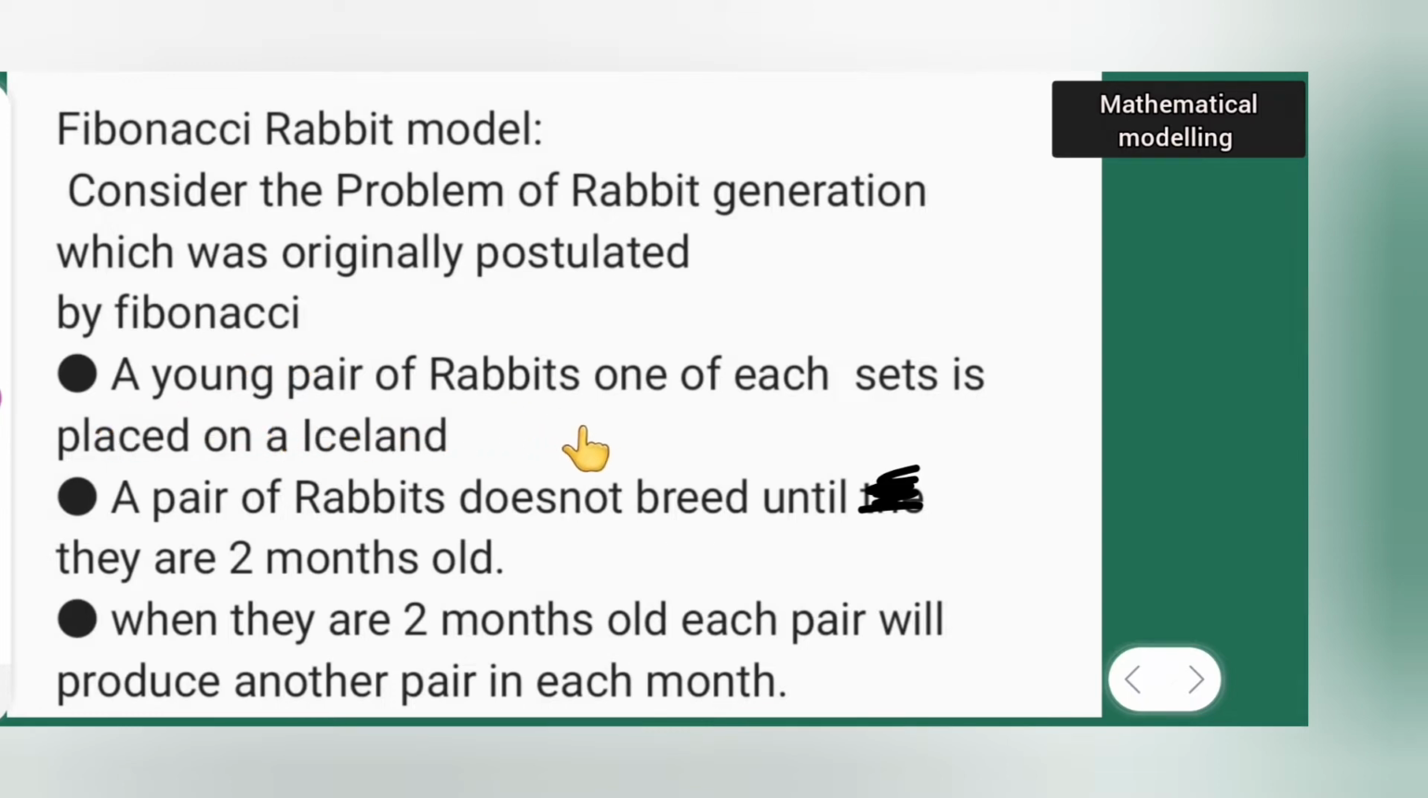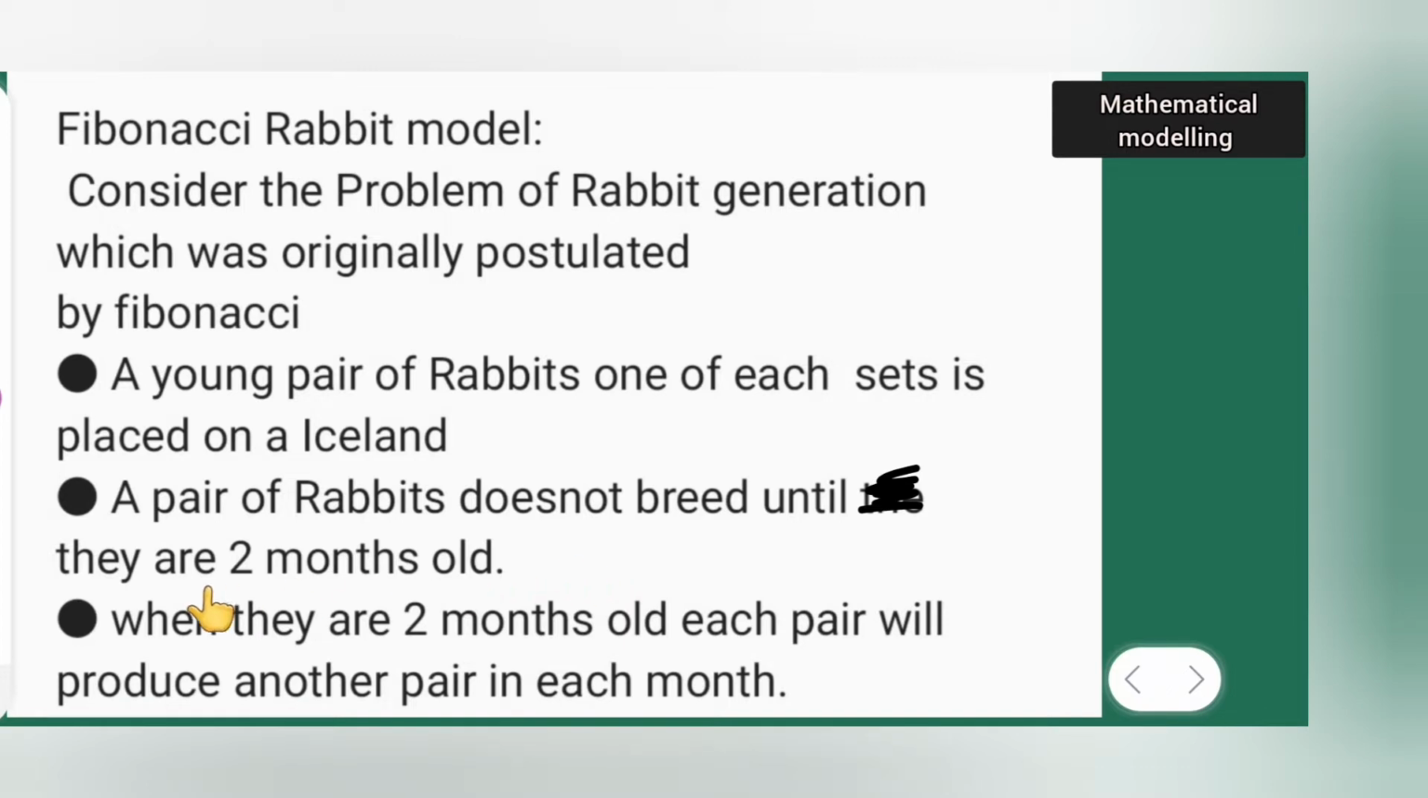A young pair of rabbits, one of each sex, is placed on an island. So here we are talking about a pair of rabbits, one of each sex, placed on an island. Next, a pair of rabbits does not breed until they are 2 months old. Once they are 2 months old, they can start breeding.